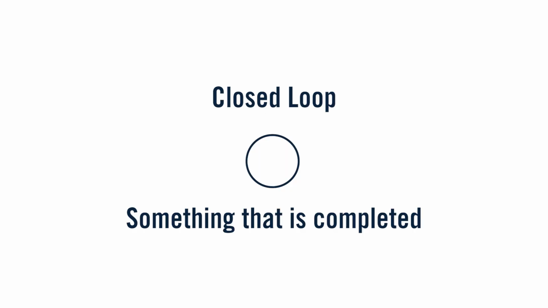So if that's an open loop, a closed loop is something that's been completed. We've completed the task and we're ready to move on to something else. So I like to think about open loops and closed loops working together to form what I call a chain.